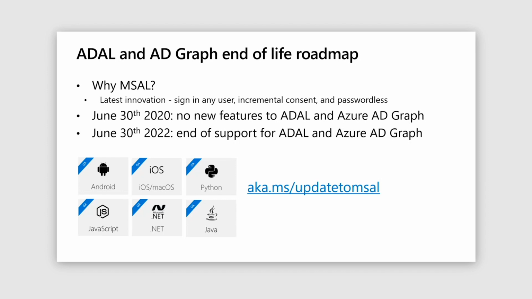In June of 2020, we announced the end of support timelines for Azure Active Directory Authentication Library, ADAL, as well as Azure AD Graph. Although we're no longer adding functionality to features in ADAL and AD Graph, we're providing 2 years of support while everyone migrates to MSAL and Microsoft Graph. For updating to MSAL, we have a landing page, aka.ms/UpdateToMSAL, that will point you to the right migration guide for your platform and scenario.